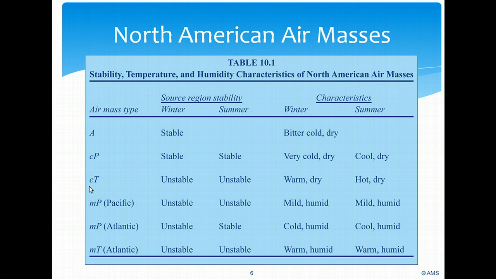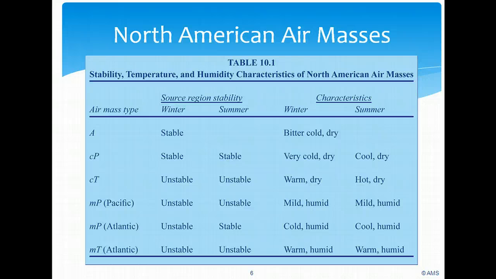Continental tropical air, CT, develops primarily in the summer over the subtropical deserts of both Mexico and the southwestern United States, where it brings in very hot and dry air. Maritime tropical, or MT, is very warm and humid because its source regions are the tropical and subtropical oceans, or seas.